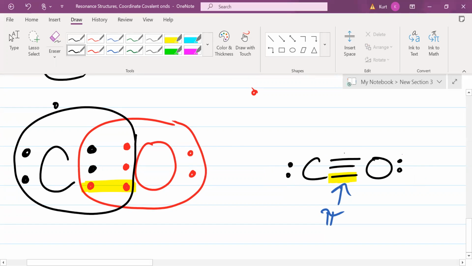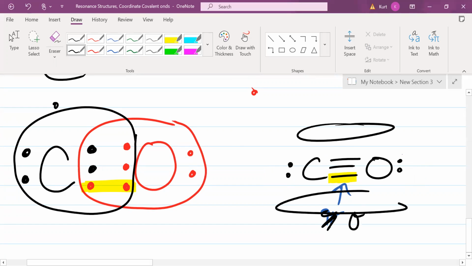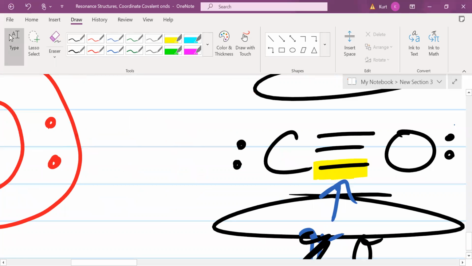So 2 pi's, 1 sigma. So that highlighted one would be sigma then, and the other 2 would be pi's. And they're going to overlap like that. Coordinate bonds can be either sigma or pi. It's just a different type of bond. It's just going to behave like a regular triple bond. You just happen to know that that third bond is going to be 2 electrons rather than 1 from each.